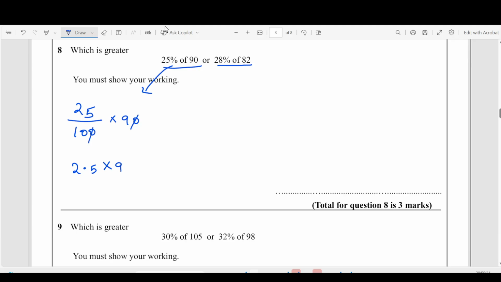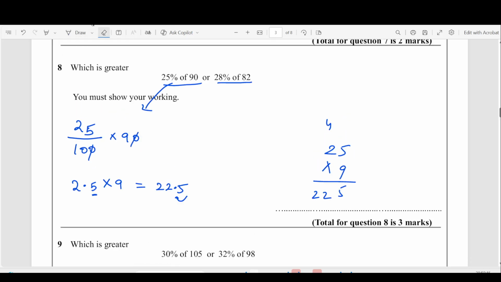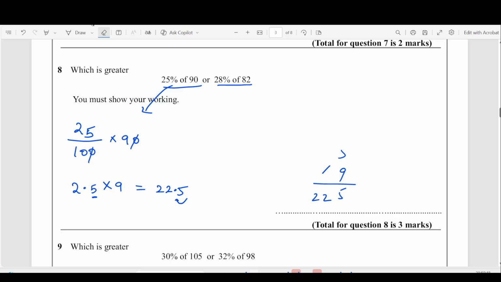So what we can do, we can times 25 with 9, which is 9 times 5, 45, 9 times 2, 18, plus 4, 22. So the answer is 225. But there is a decimal after one digit. So after one digit, we put the decimal. The answer is 22.5. Now let's solve the second one. Let me just erase it.